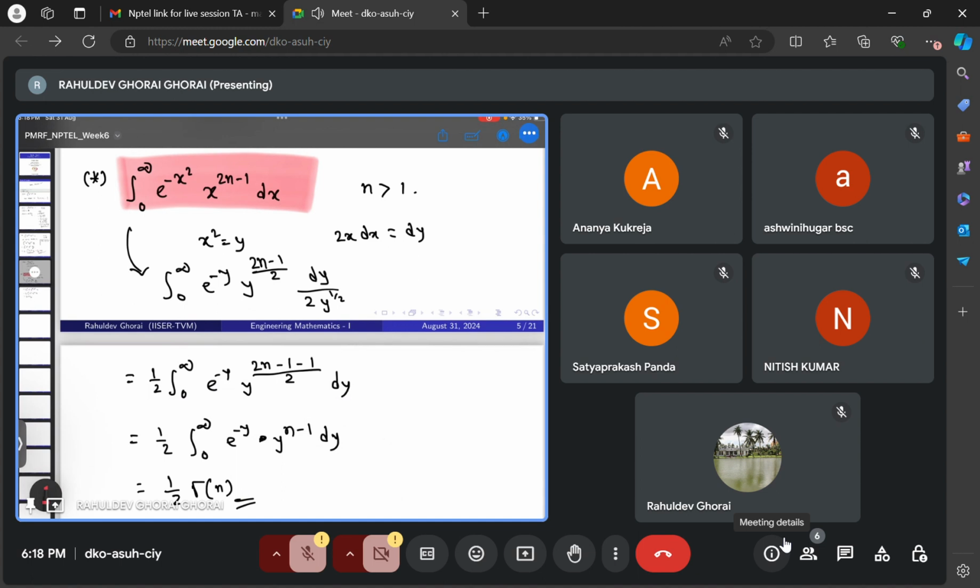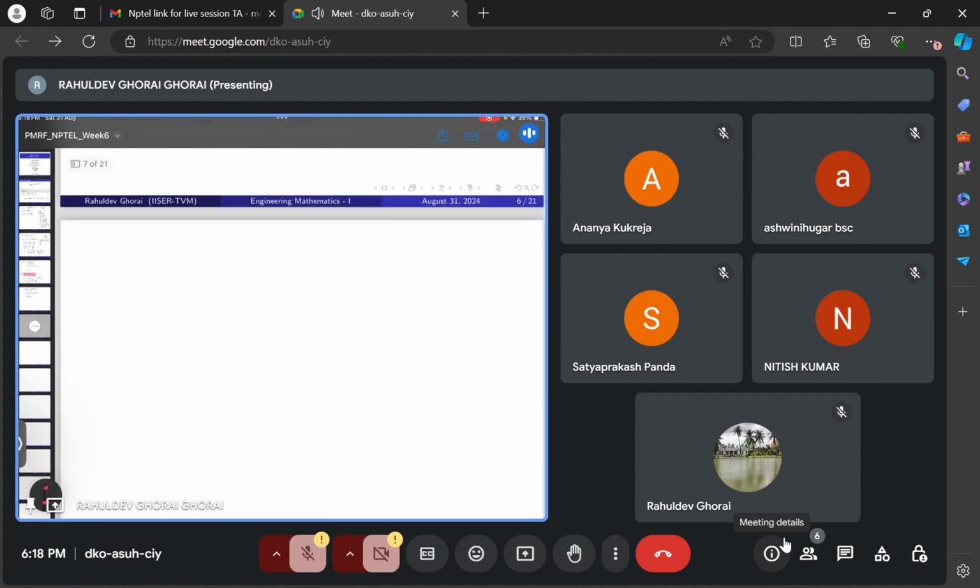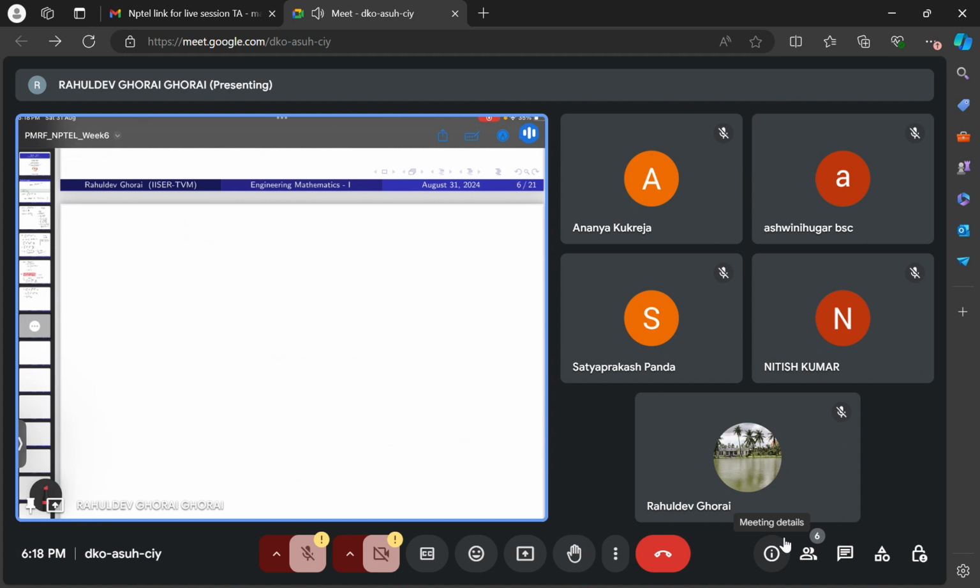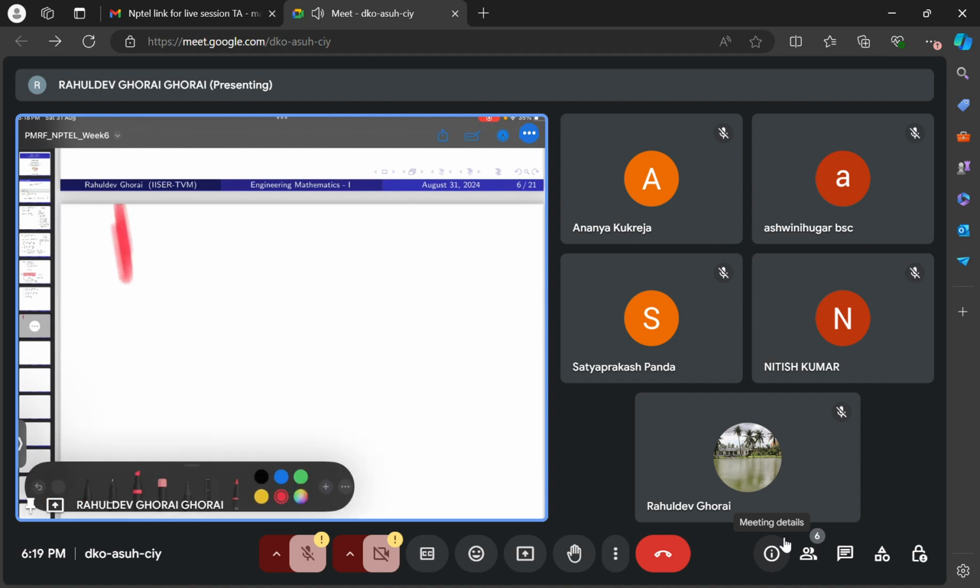These are some very easy exercises to do for the gamma function. So next I will do one. Let's say you have the integral 0 to infinity of x times e to the power minus x to the power 4 dx. So evaluate this. How to evaluate this one?